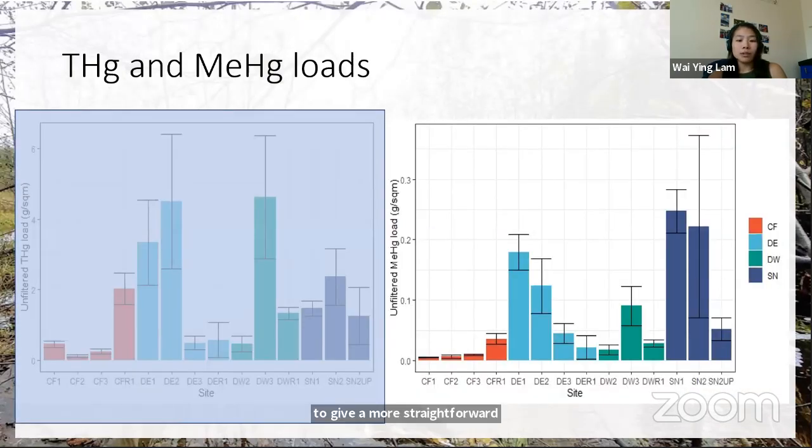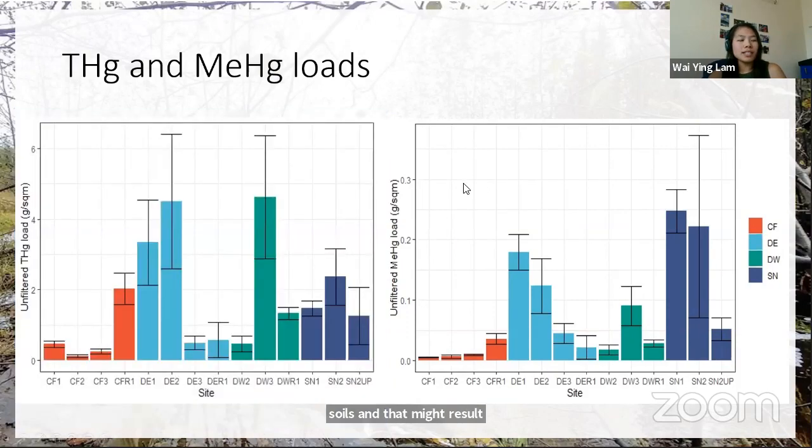We see that methyl mercury loads over the study period were generally higher in the Desert and Snowfall watersheds than in Centerfire and Dinorwic. This could be for a couple of reasons. The Centerfire and Dinorwic streams are generally shallower than those in Desert and Snowfall, so they may potentially be subject to greater photodemethylation, that's the breakdown of the methyl mercury. And again, the Centerfire and Dinorwic watersheds are also mostly well-drained sandy soils, and that might result in less favorable conditions for anaerobic methylation.